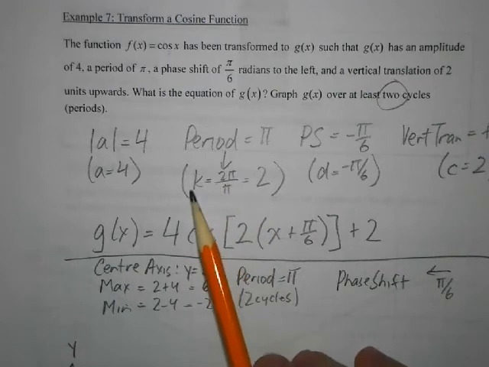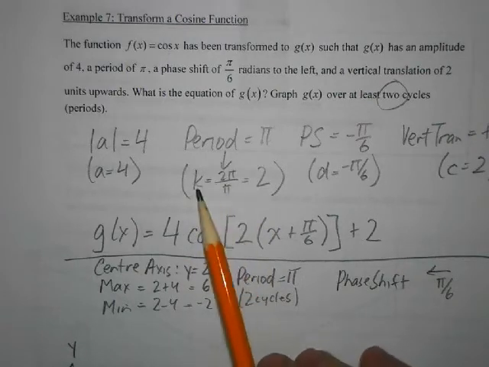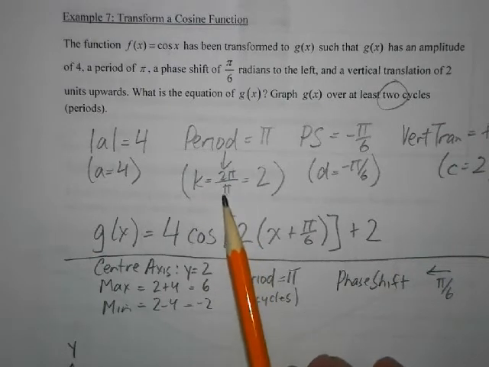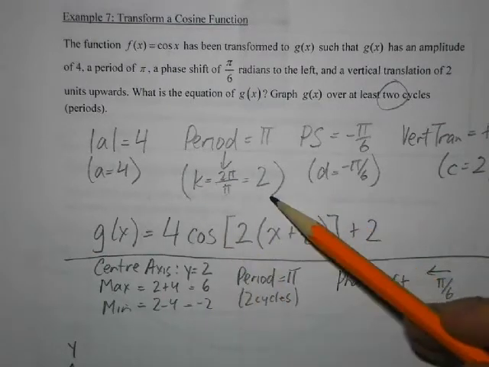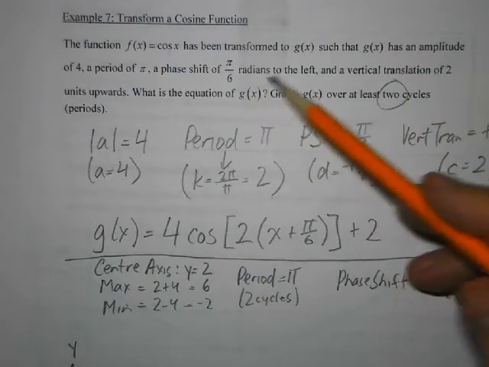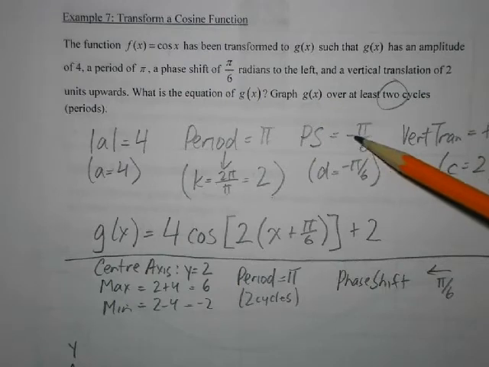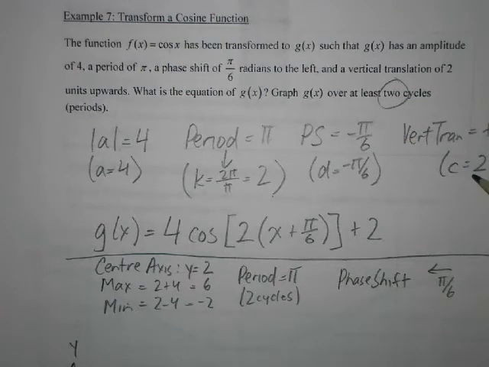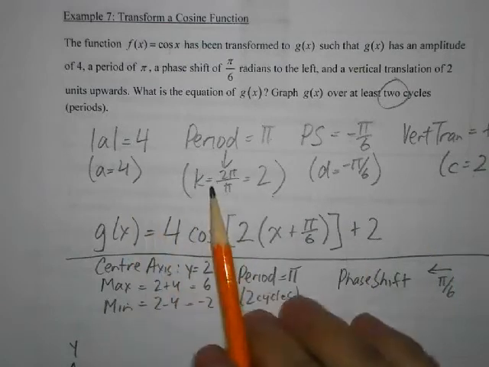Instead of period equals 2 pi over k, it's k equals 2 pi over the period. So 2 pi divided by pi is 2, so the value of k is 2. Phase shift is, it says pi by 6 radians to the left, so the phase shift is negative pi by 6, and that's what d is. Vertical translation of 2 up, so the up tells you it's a plus 2, and that's your c value. So right away you've got your a, k, d, and c.